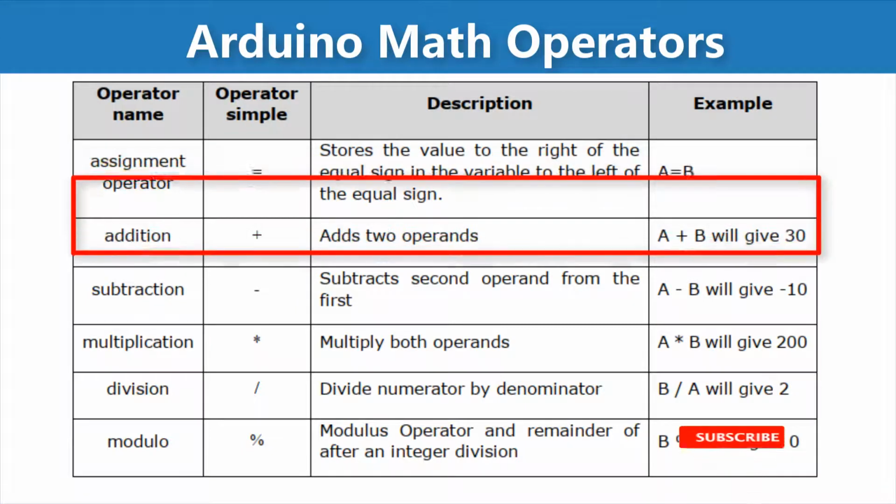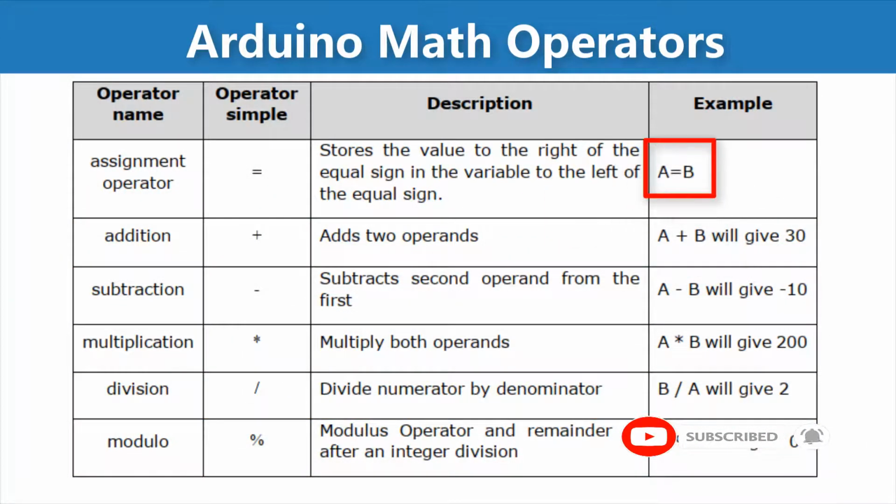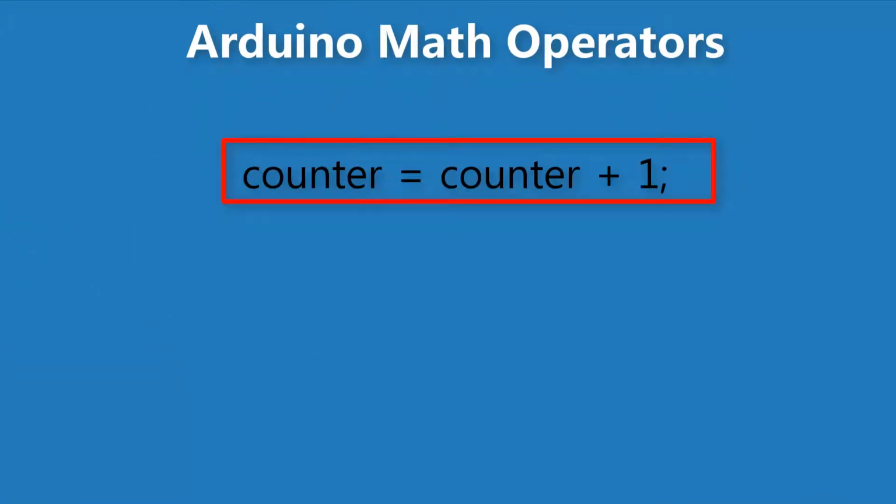To use the math operators in your Arduino programs, you just write your equations on the right side of an assignment statement. The compiler evaluates the mathematical expression on the right side of the assignment statement and then assigns the result to the variable on the left side.